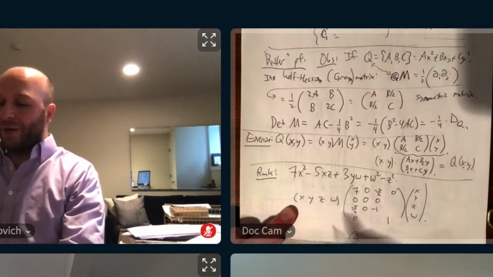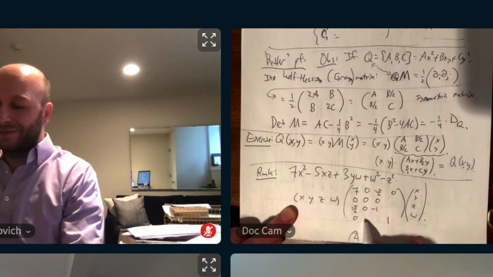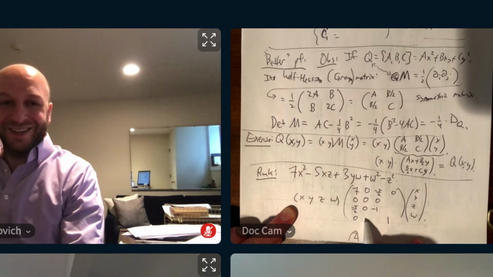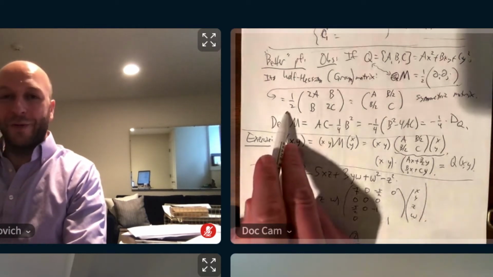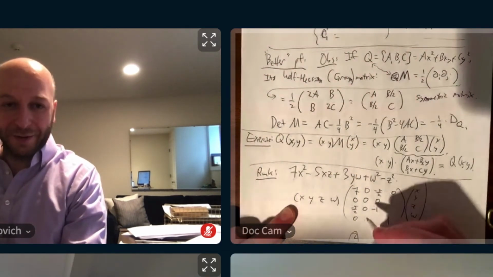How about a yw? What am I putting in the yw slot? Almost 3. Karen? It would be 3 if I didn't take the half-Hessian. 3 halves, right? Karen, is that what you were going to say?